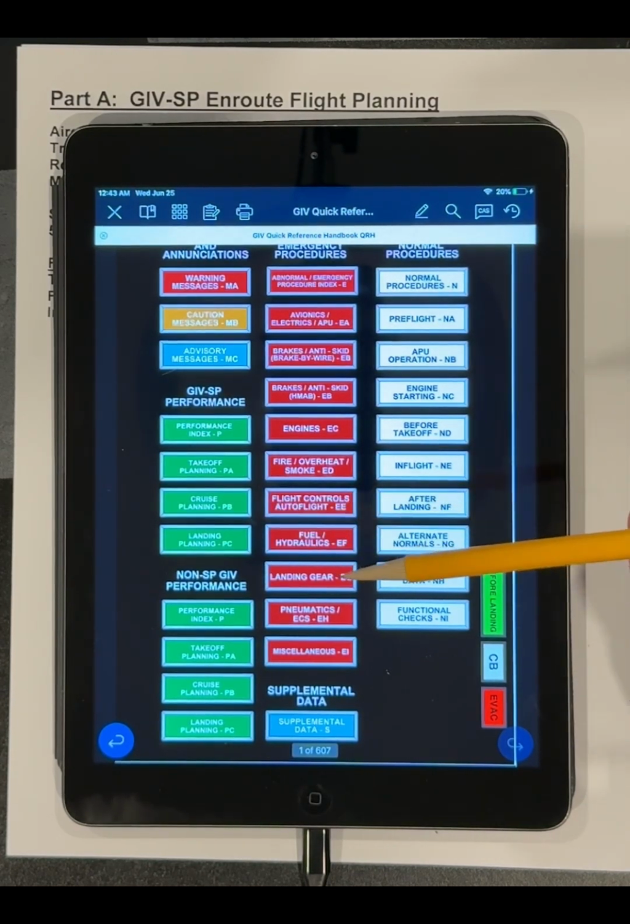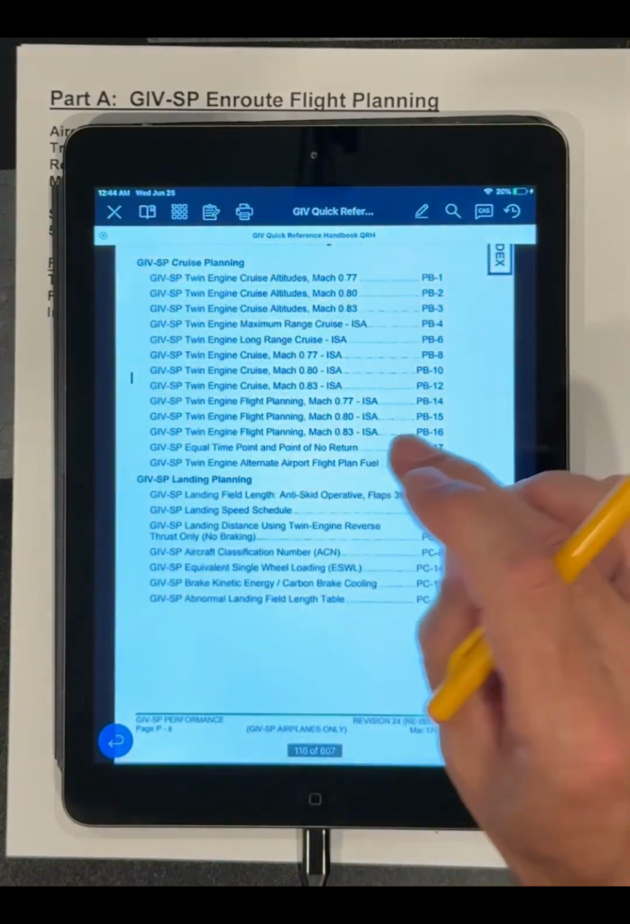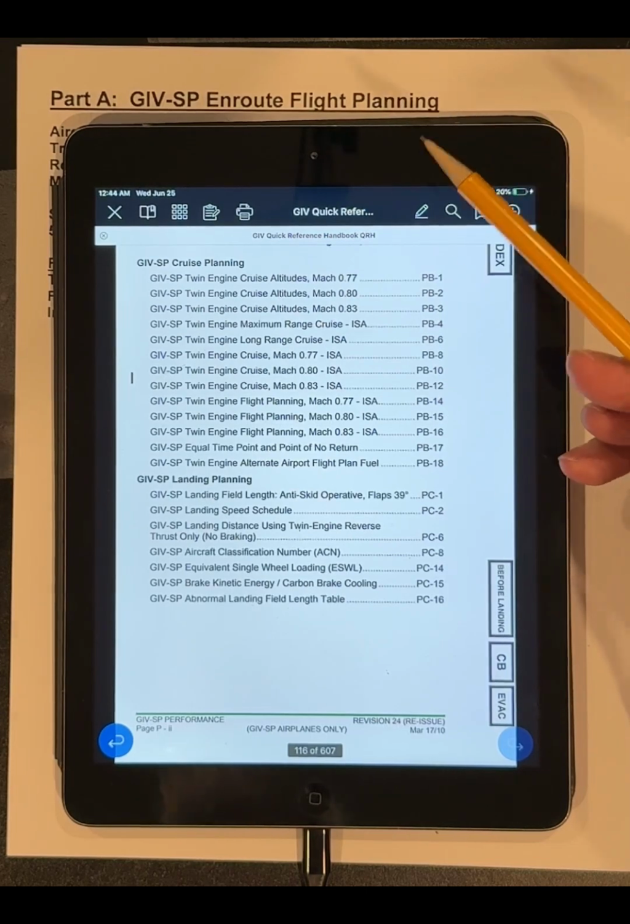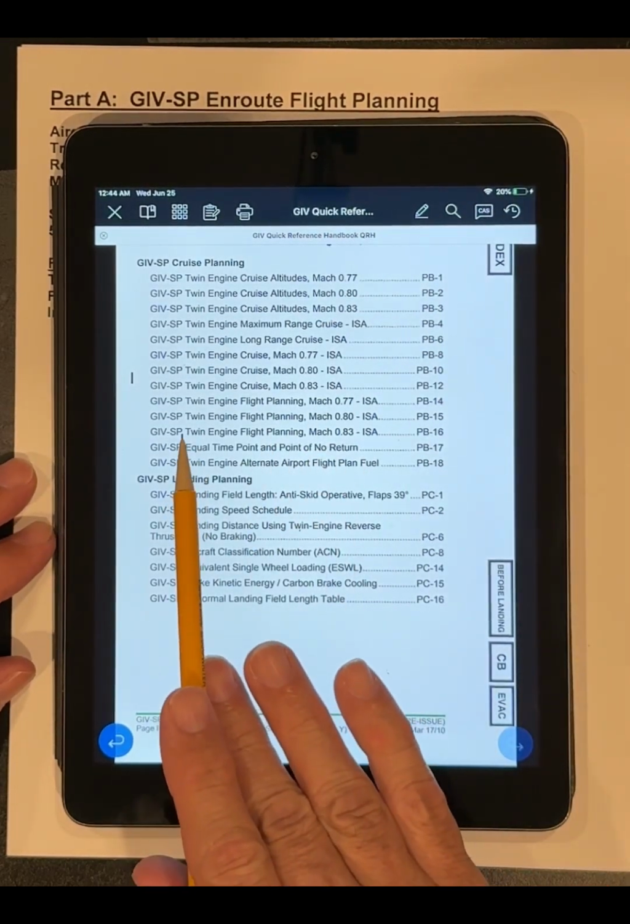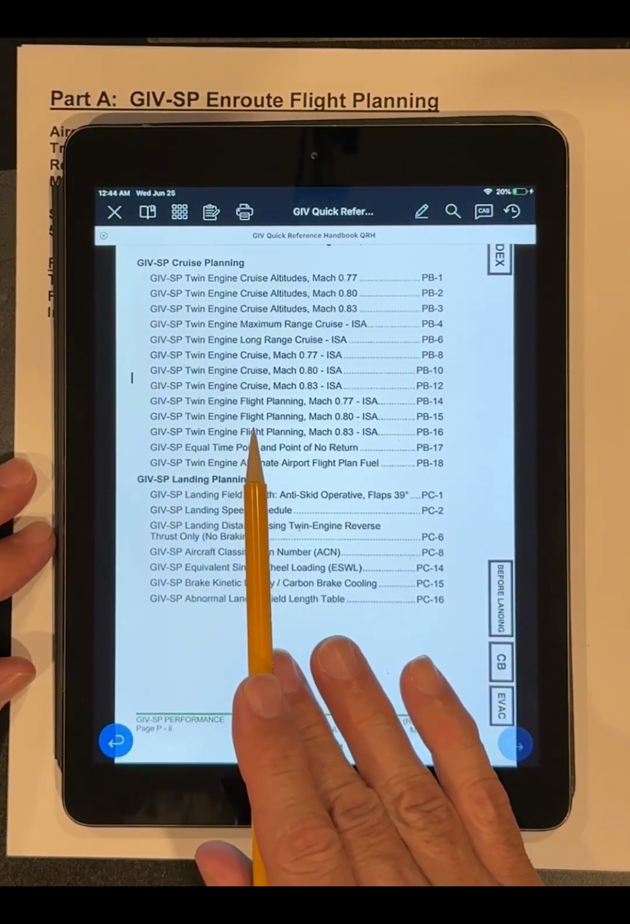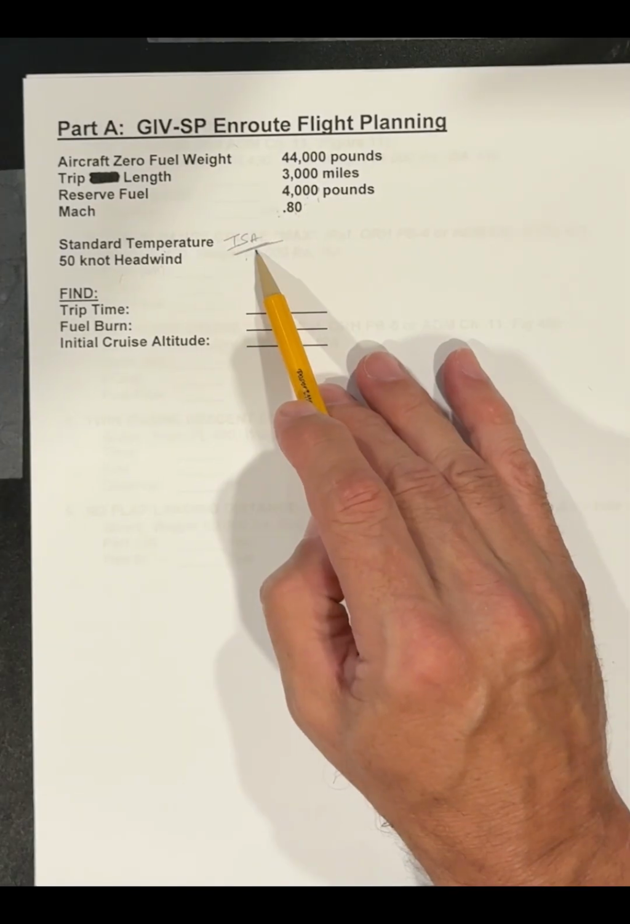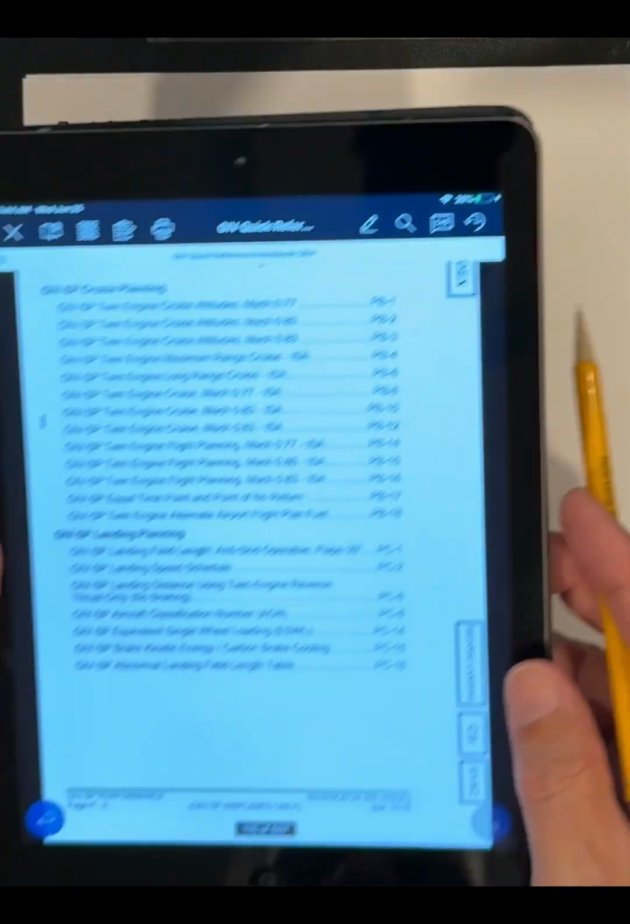So we're going to be doing cruise, correct? So let's go to cruise planning. And what are we looking for here? We have a whole lot of information. Well, we want to do the G4 SP twin engine flight planning Mach 8.0 at ISA, right? Mach 8.0 at ISA.